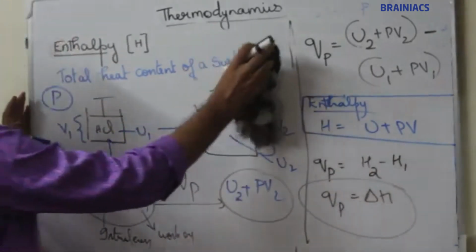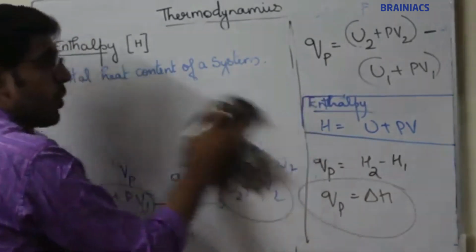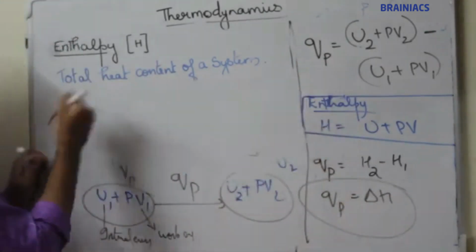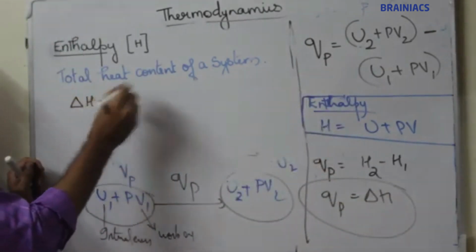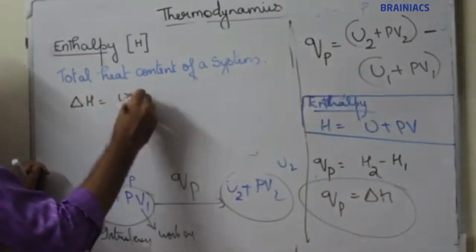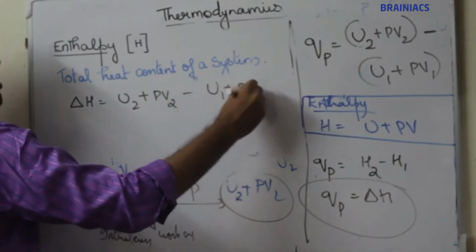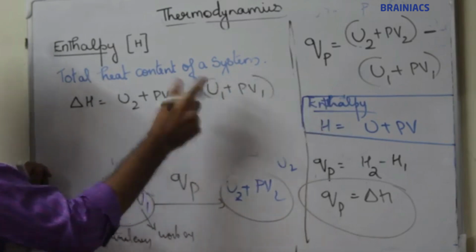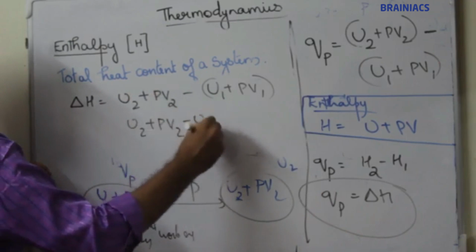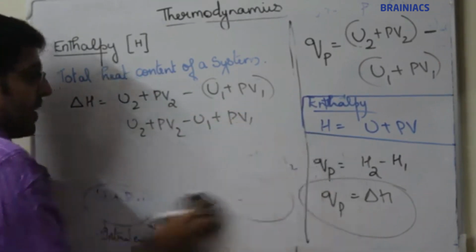Or we can write it like this. Instead of QP, you can write delta H. So delta H is equal to U2 plus PV2 minus U1 plus PV1. Okay, I am expanding this equation: U2 plus PV2 minus U1 plus PV1.